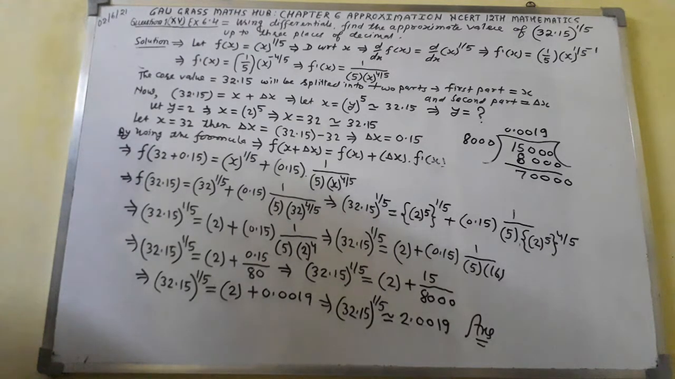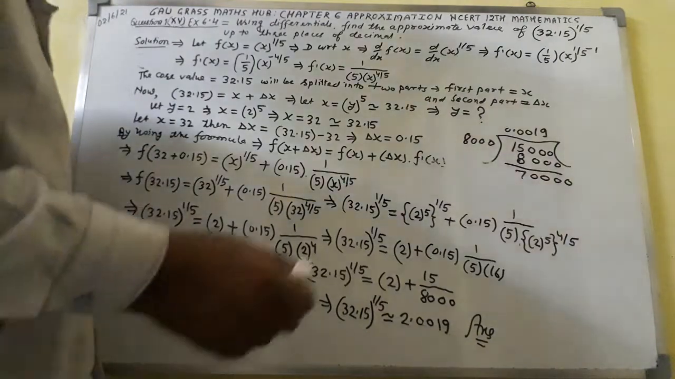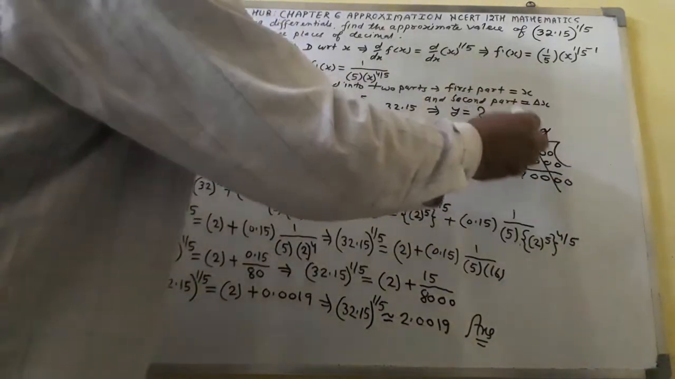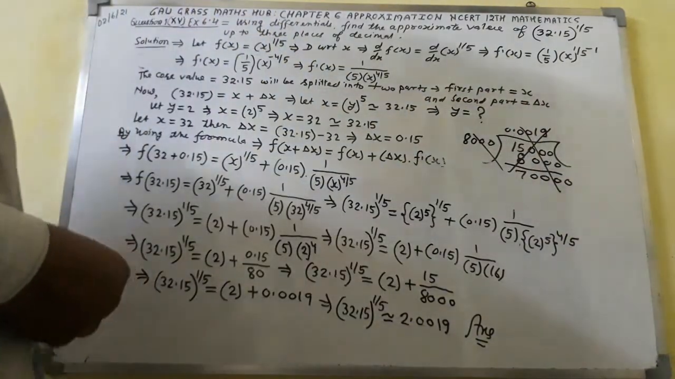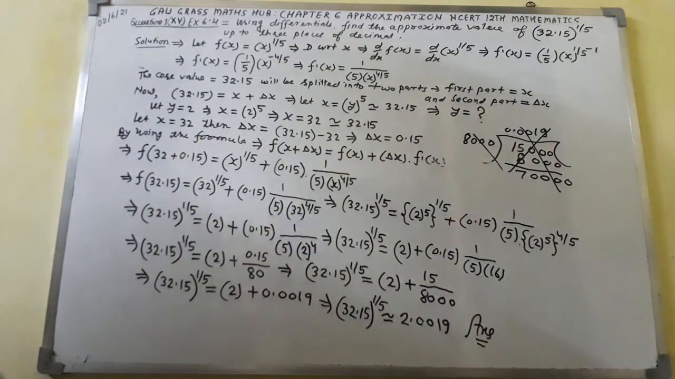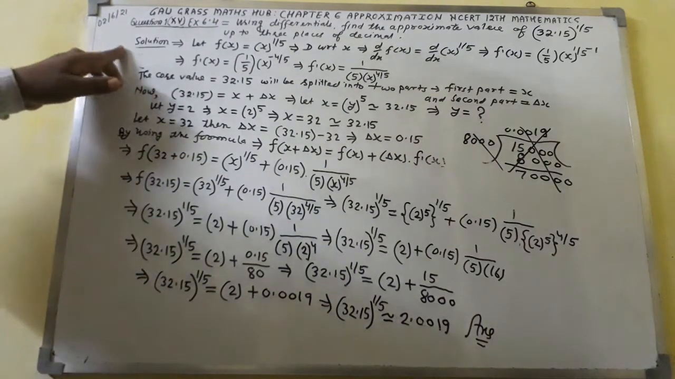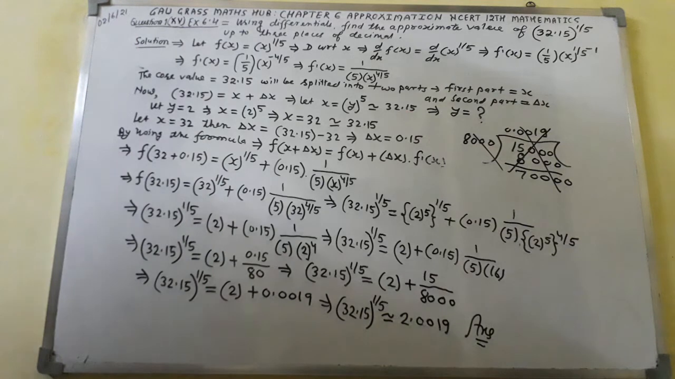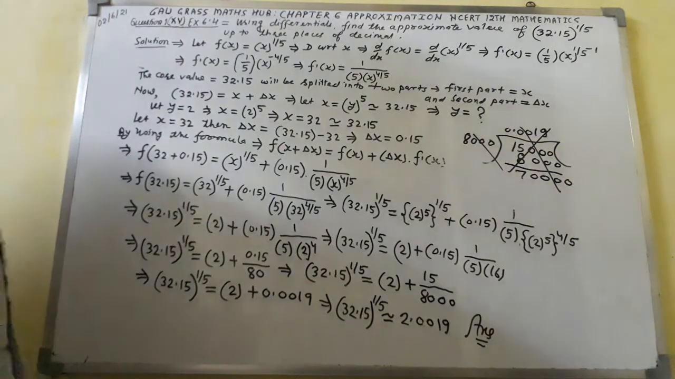2.0019. This rough work can be cancelled here, and this is the proper explanation and solution of question number 1, Roman 15, that has been taken from exercise 6.4, chapter 6, Approximation, of NCERT Class 12 Mathematics.